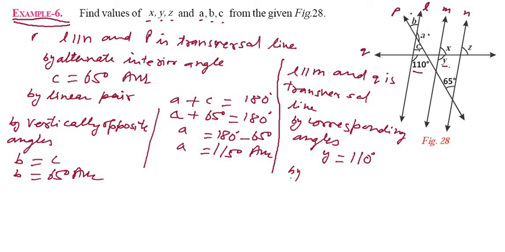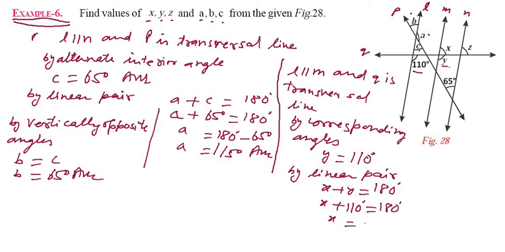So by linear pair, X plus Y will be equal to 180 degrees. Put the value of Y. So X plus 110 is 180 degrees. So X will be equal to 180 minus 110. So it becomes 70 degrees. So that is your next answer.